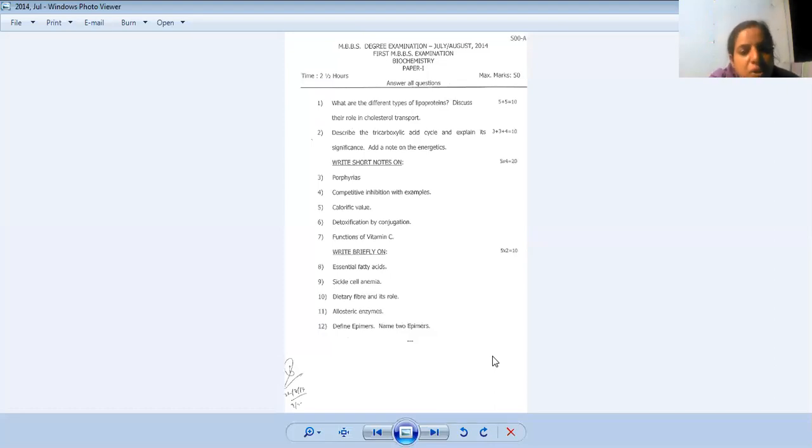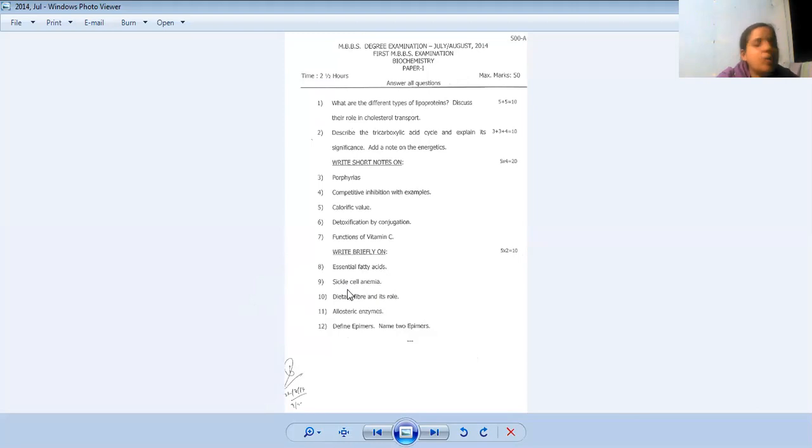Detoxification by conjugation we also did well. Functions of vitamin C. What is the deficiency disorder caused by vitamin C? Scurvy, bleeding gums, because vitamin C is concerned with the formation of collagen. What are essential fatty acids? Linoleic acid, linolenic acid, arachidonic acid.